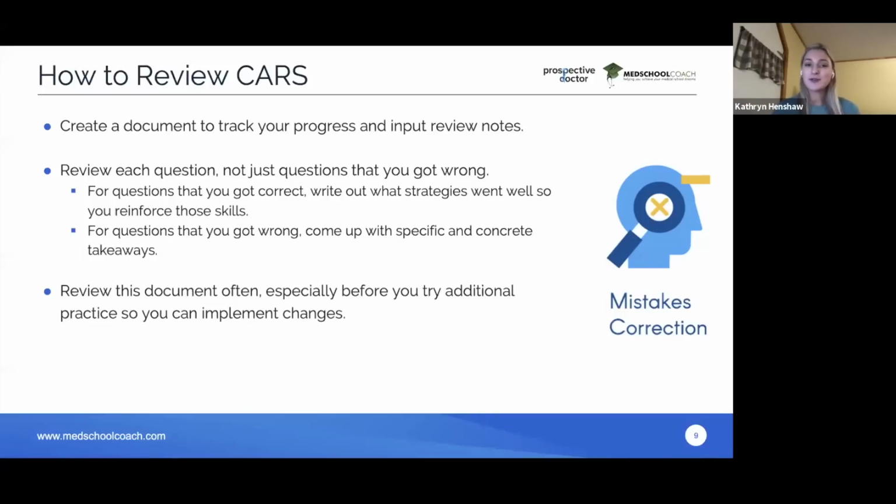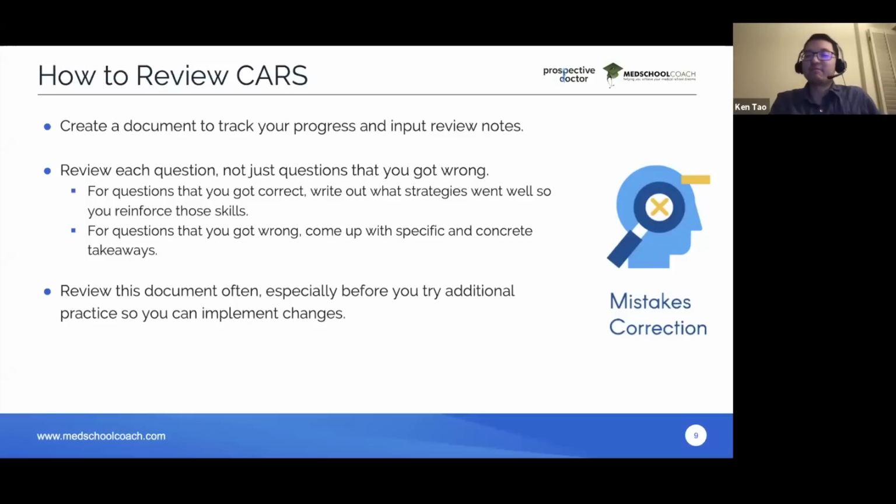And you want to review this document quite often. So it's of no use to you if you create all these great notes and then just never refer back to them. So set aside a day or two every month to just review your CARS practice. This will lead to reinforcing those good habits, getting rid of those bad habits, and then hopefully pushing you up into the top percentiles of CARS. So those are the tips for how to review CARS that I have.